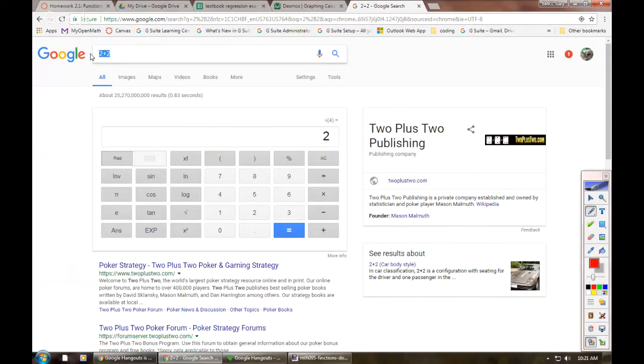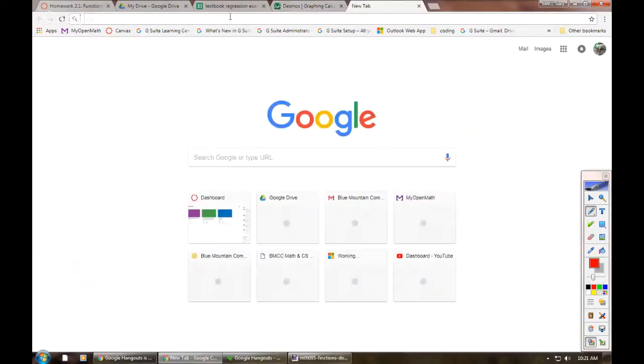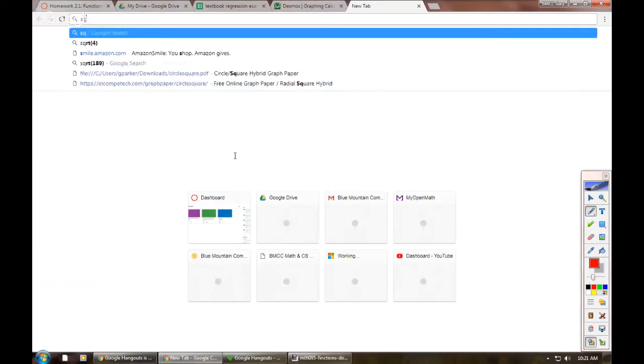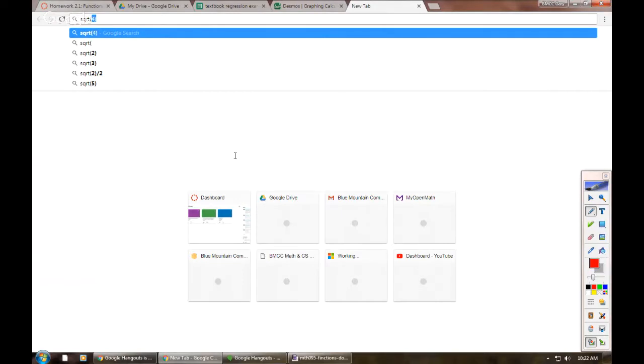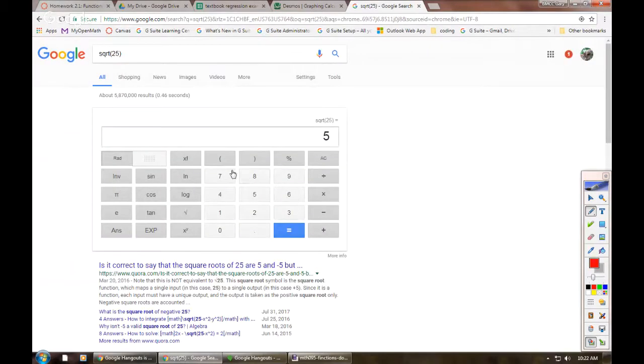Similarly, I can engage the calculator. Let's close this and start over by typing the abbreviation for square root, which is SQRT, parentheses, and then I could put, say, a 16 in there, or let's go 25, close parentheses, enter, and the Google calculator immediately says, oh yeah, square root, that's the same thing as this symbol down here, and the square root of 25 is 5.